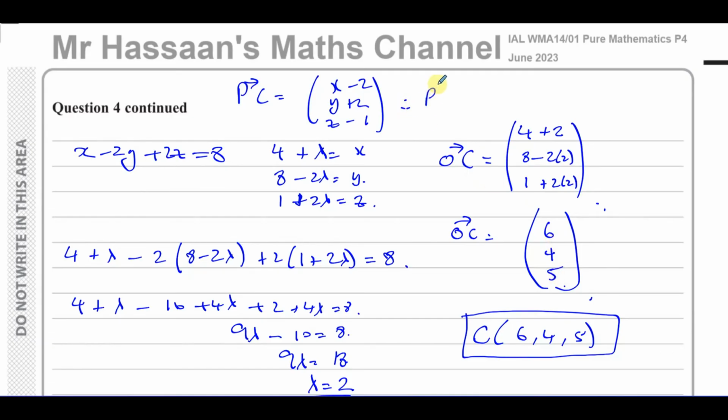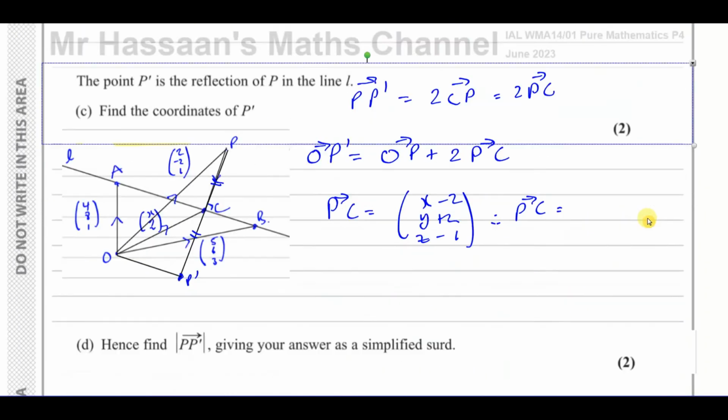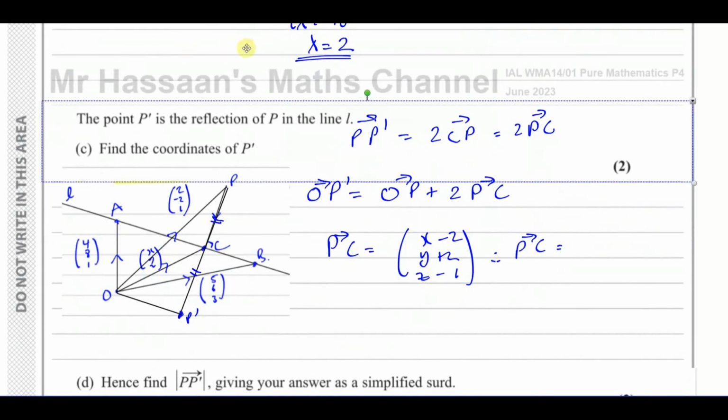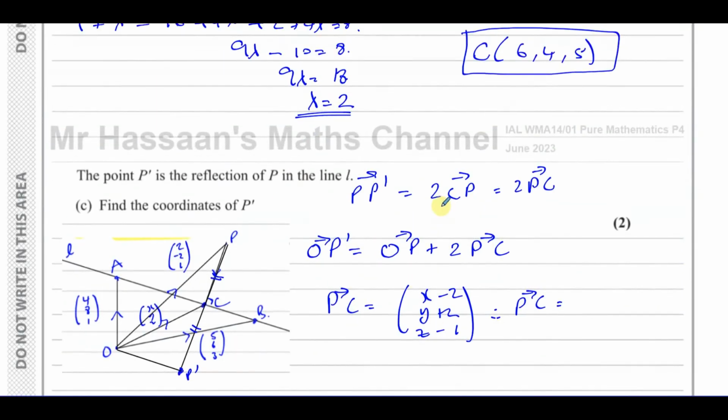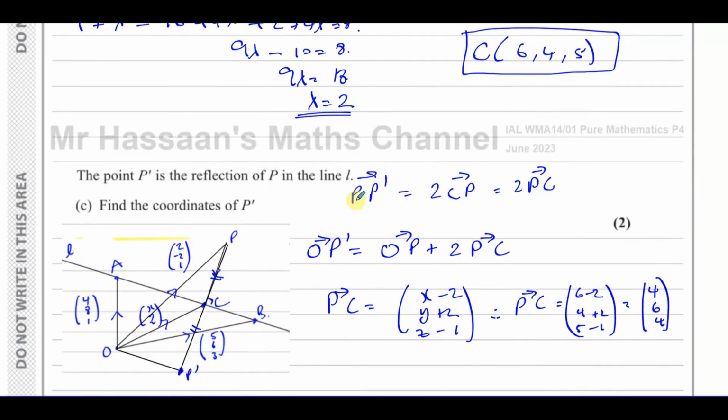So therefore we can say the vector from P to C is going to be, let me take this down here, the coordinates of x, y, z, which was 6, 4, 5. So it's going to be 6 minus 2, and y, which is 4 plus 2, and z, which is 5 minus 1. So P to C is going to be 4, 6, 4. That's the vector from P to C.